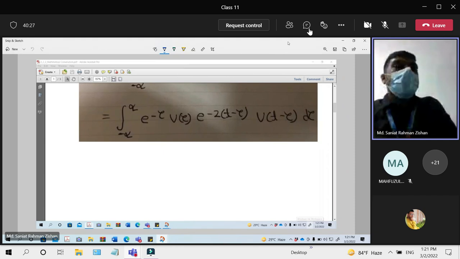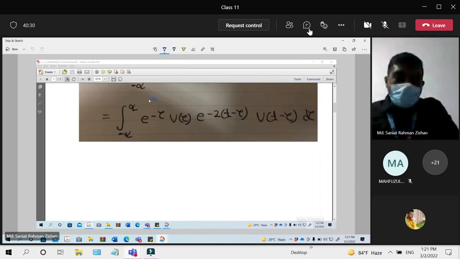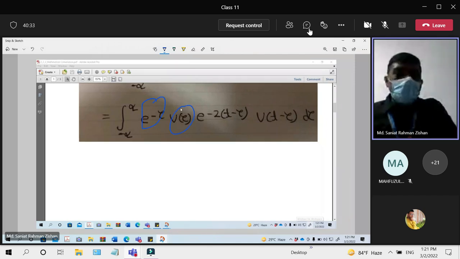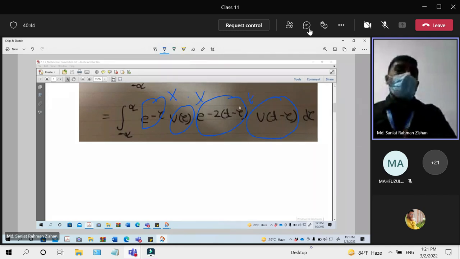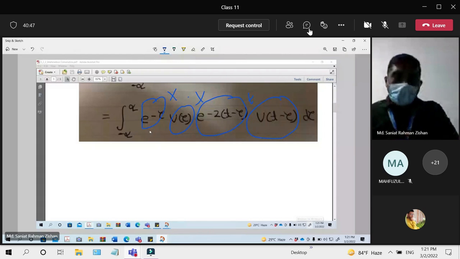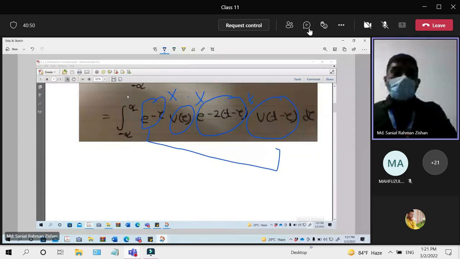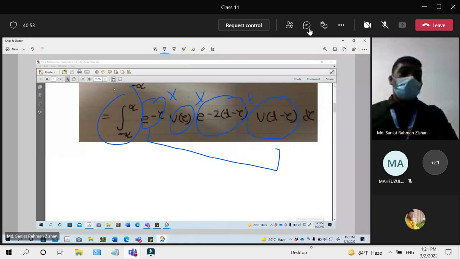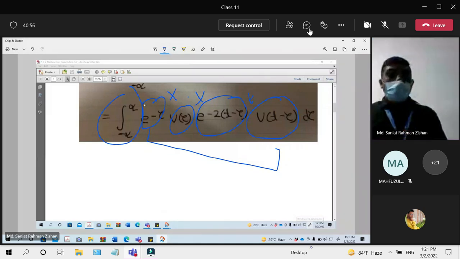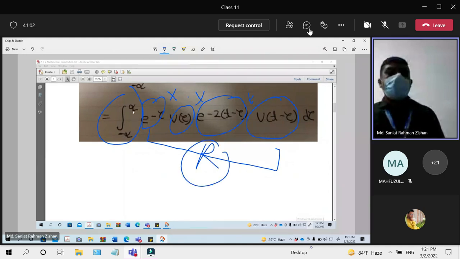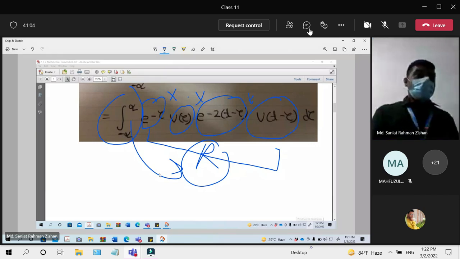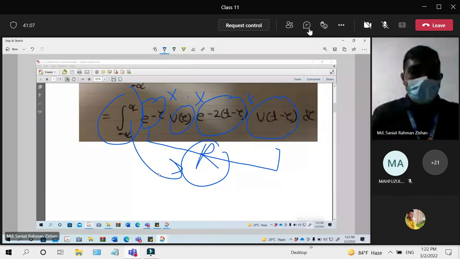Actually, what you are doing here, there is e to the minus tau, there is u tau, there is e to the minus 2t minus tau and ut minus tau. Actually, at first these four signals will be multiplied. After multiplication, we need to integrate the result. Let's say A into B into C into D. We need to multiply these four signals, then you will get the result. Then we will be integrating this result here. That is the integration to perform.